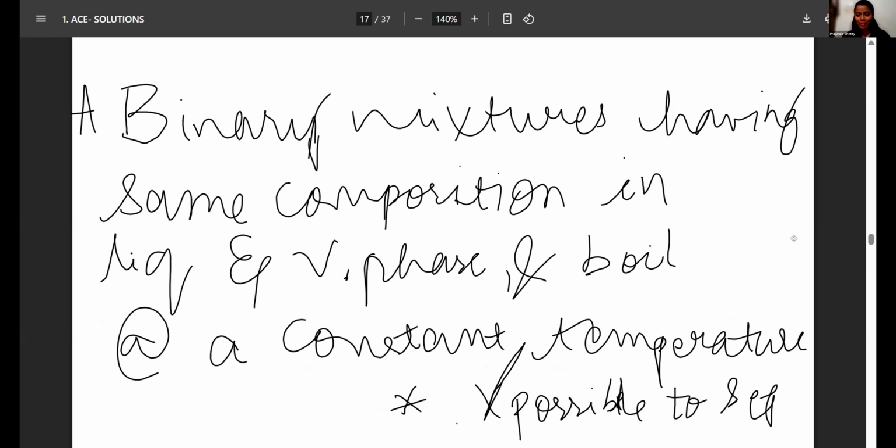Just remember, it is not possible to separate even by fractional distillation. This azeotrope solution is not possible to separate. All right, so let me move on. Azeotropes again have two types. One is minimum boiling azeotropes, the other one is maximum boiling azeotropes. Just remember two definitions. That's enough about what azeotropes are.